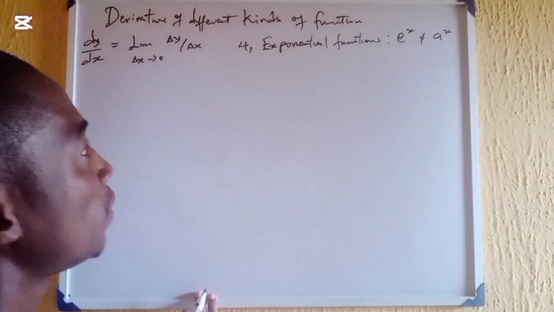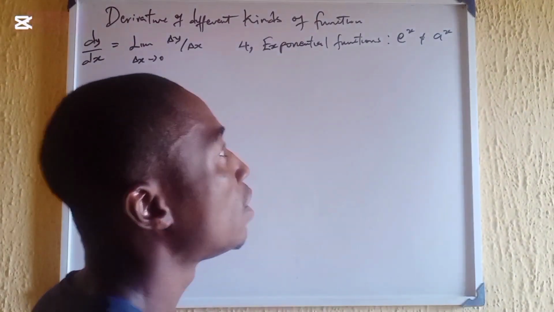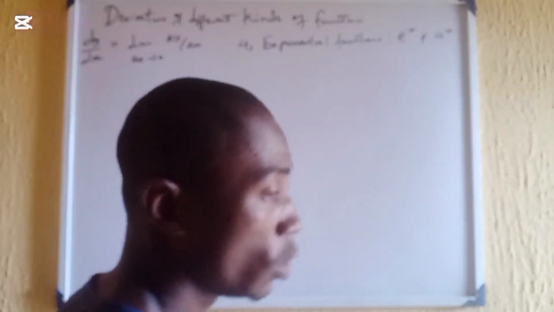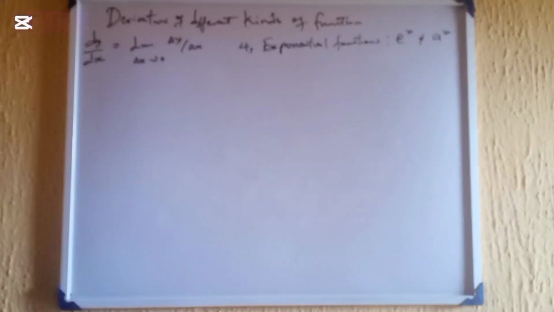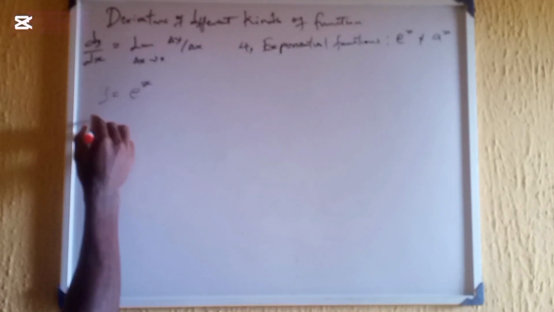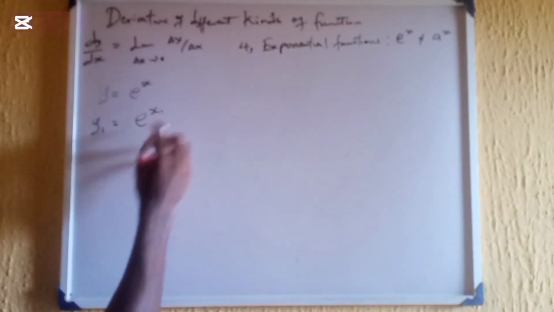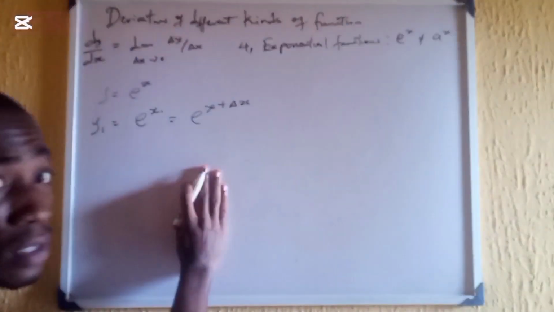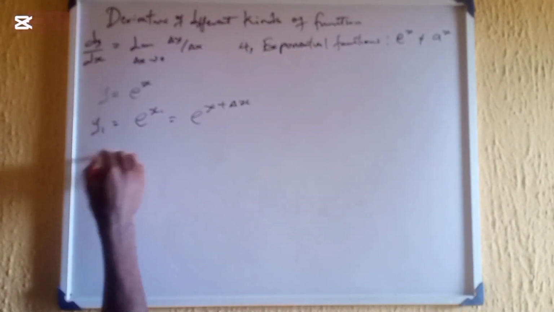The next function we'll have is the exponential function. So we'll have e to the power x and a to the power x. So e here is a particular number in mathematics, whereas a could be any number. So we'll first off deal with this before dealing with this. So what do we have? y is equal to e to the power x, meaning that y1 is equal to e to the power x1. And that is the same thing as e to the power x plus change in x. What do we say? y1 minus y. That's the same thing as change in y.